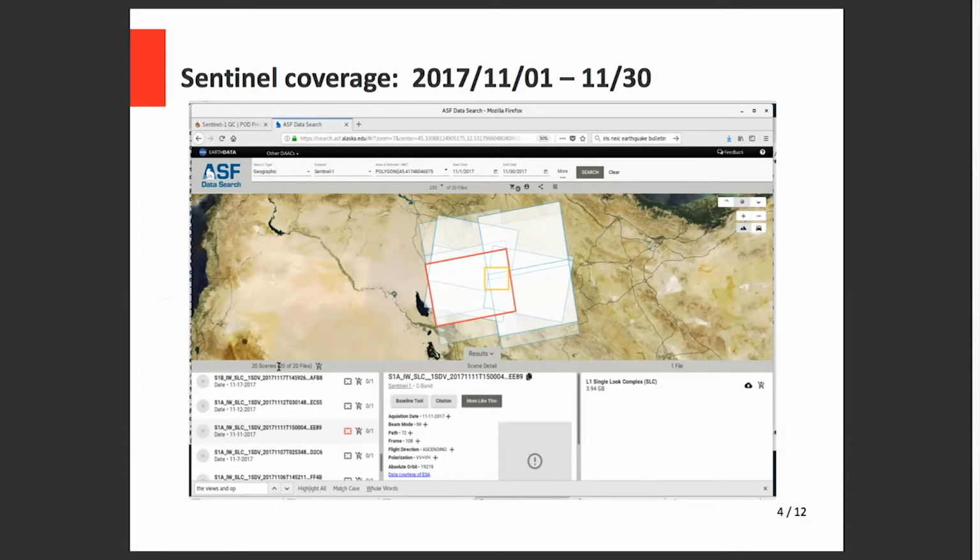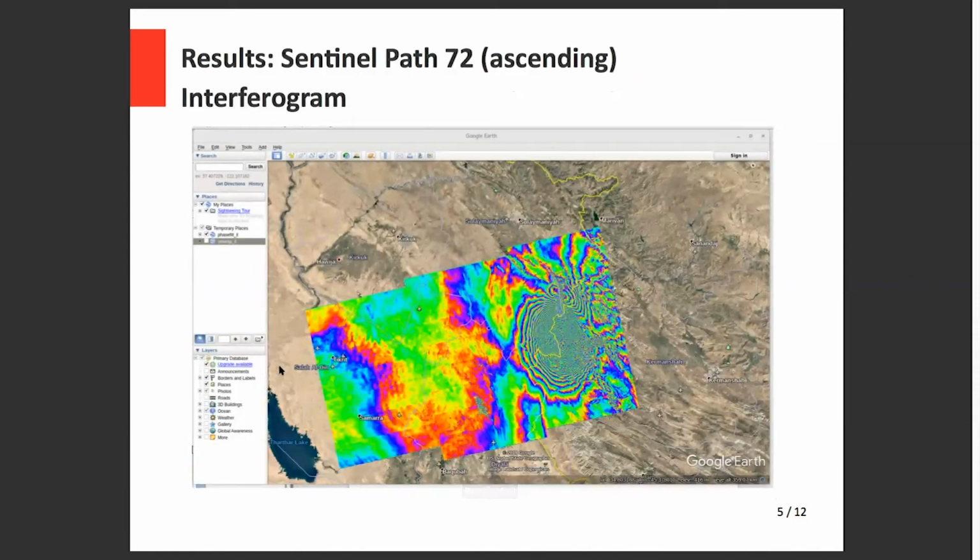This is from the Alaska Satellite Facility, and I drew a small box and saw that there were several frames and descending and ascending tracks. This one in particular is the one I'm going to show first. This is path 72, from an ascending track. These are our interferogram results for path 72, and you can clearly see large deformation on the right.